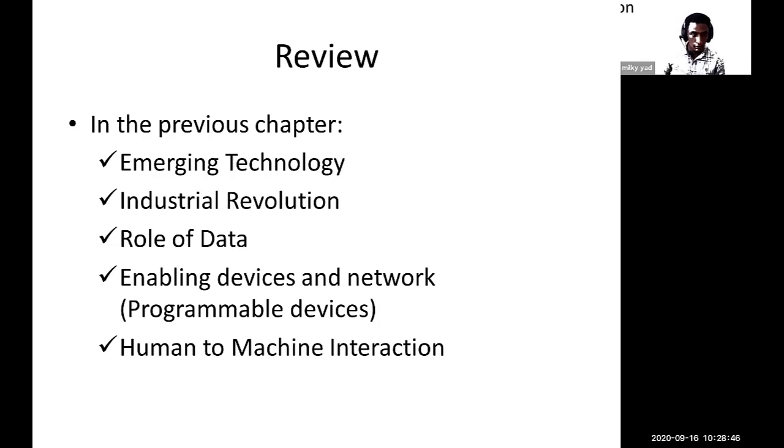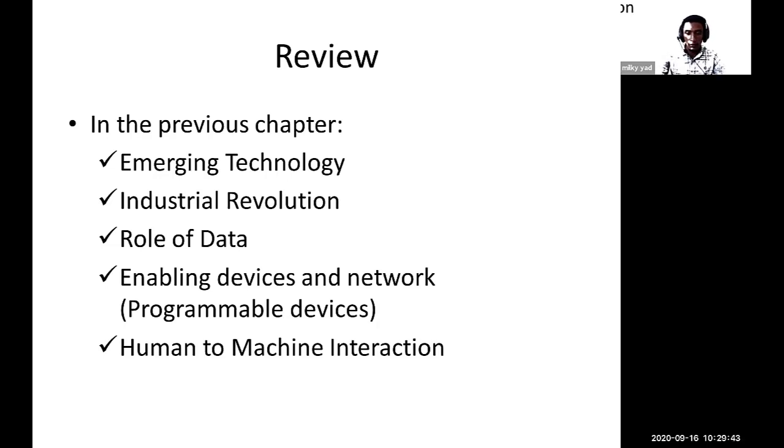So in the previous class, or in chapter 1, we discussed what is meant by emerging technology, or an introduction to emerging technology. Also we discussed industrial revolutions and different inventions from different industrial revolutions. Also we discussed the role of data in different disciplines and so on. Okay, and also we discussed enabling devices and networking devices, or in general what is meant by programmable device. And also in the previous class we discussed human machine interaction, or HMI.